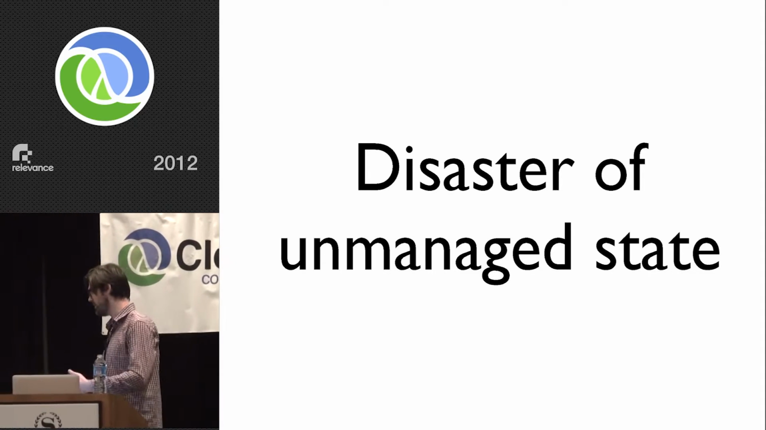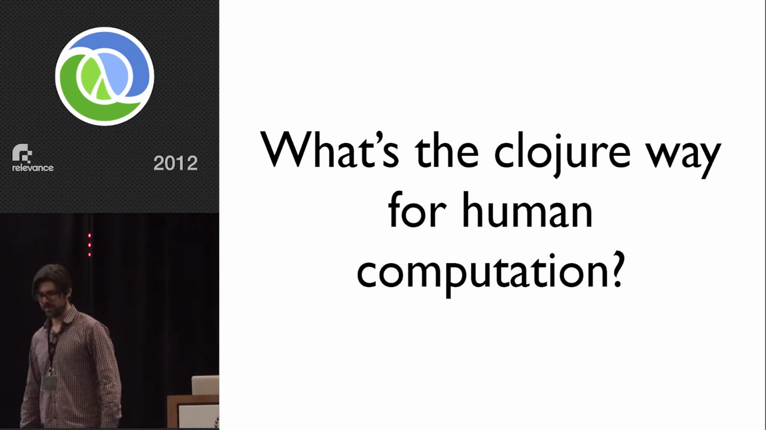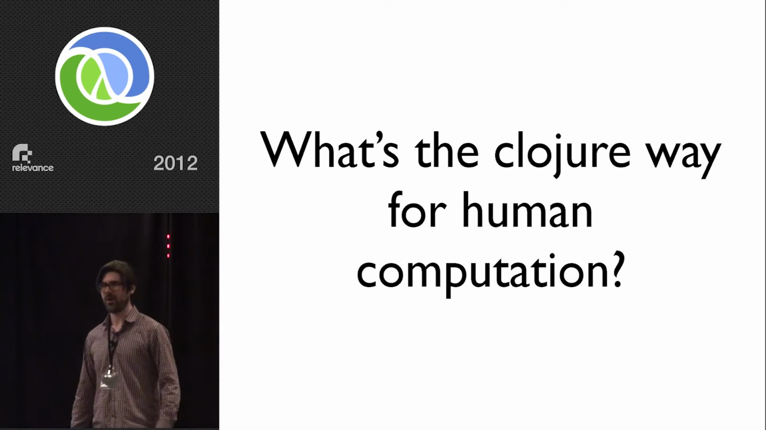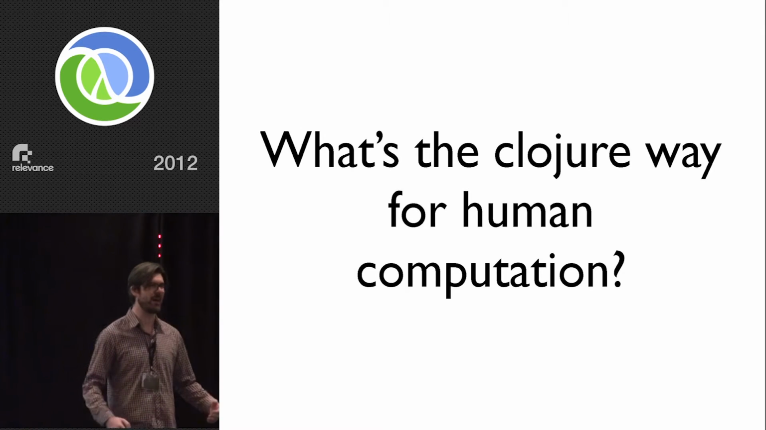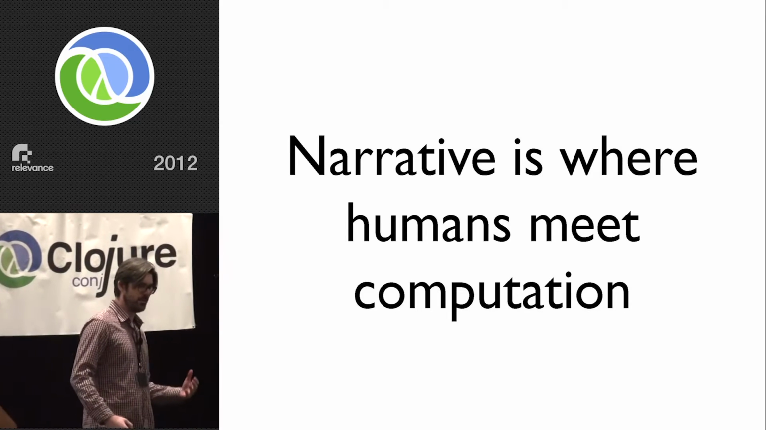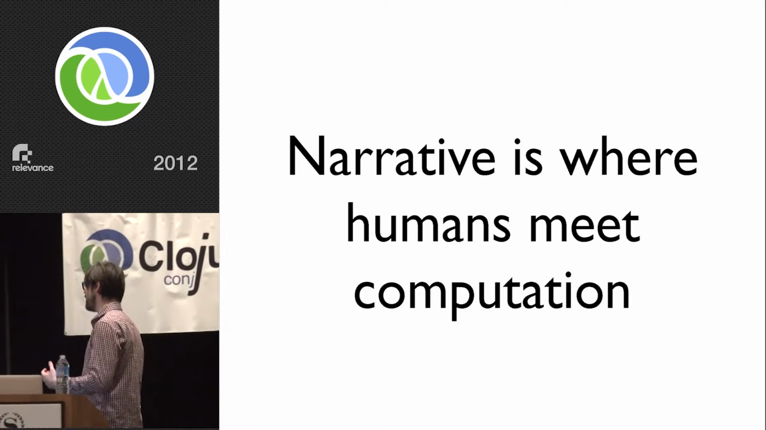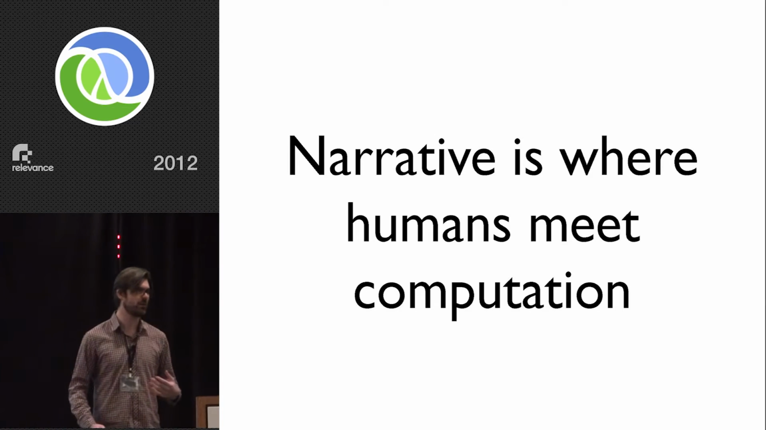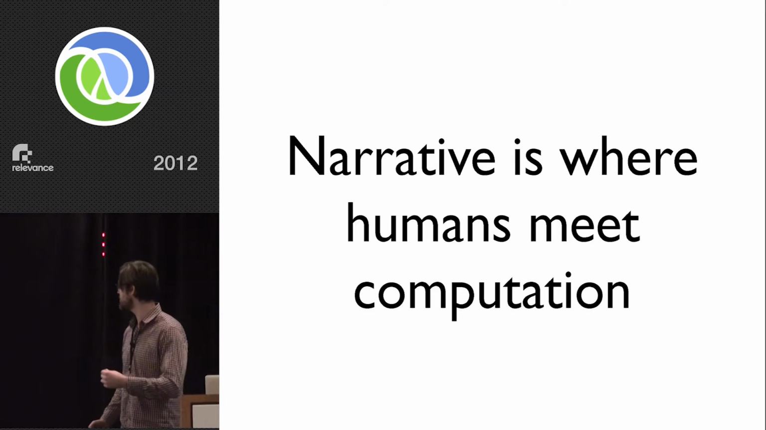We can't remember what we did. We can't reproduce what we did. We can't share it with other people. So the question that I have is, what is the Clojure way for human computation? How do we apply the principles, methods and tools of Clojure and Datomic to this case when we're doing the computation? And the key idea, the thing that we can hook onto, is narrative, because narrative is where humans meet computation. That's the nearest concept that humans can relate to what computation is.